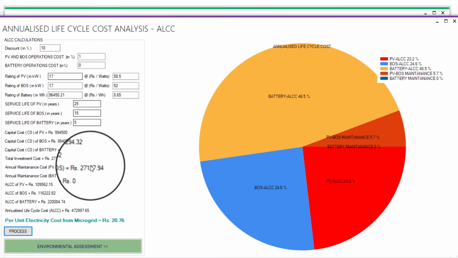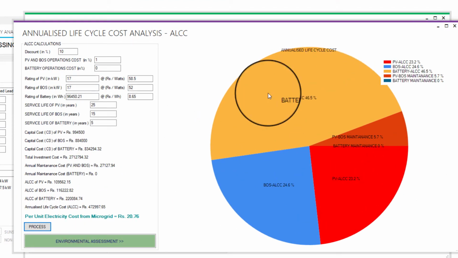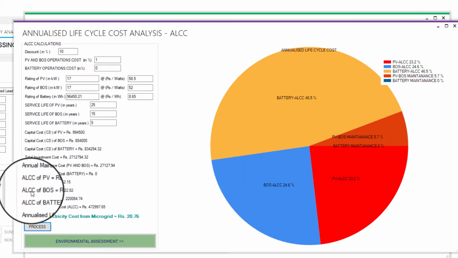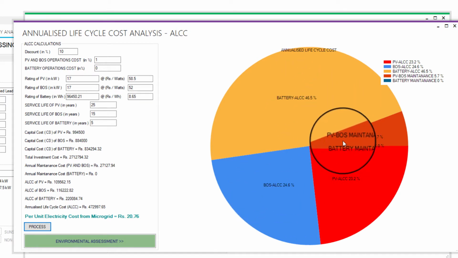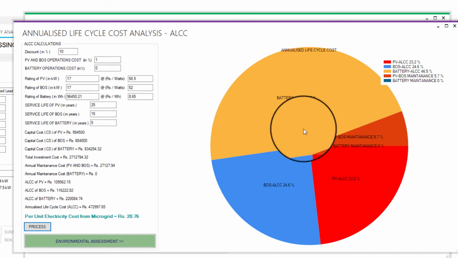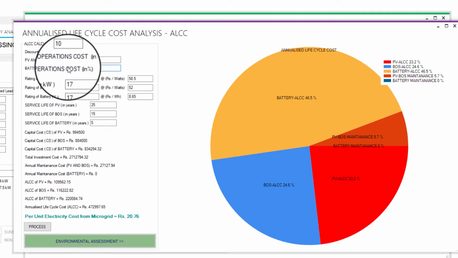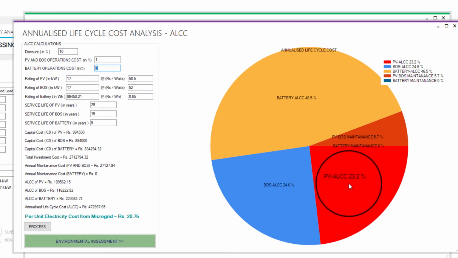In this one we will get the distribution of the costing according to the service life. So this is the annualized life cycle cost. This is BOS, balance of system ALCC, battery ALCC, PV BOS maintenance percentage. Battery maintenance is almost 0 because we have given it as 0. That depends: if it is a maintenance free battery, then you don't have any maintenance, so we can give it as 0. PV ALCC is the photovoltaic, that is the solar panel ALCC.